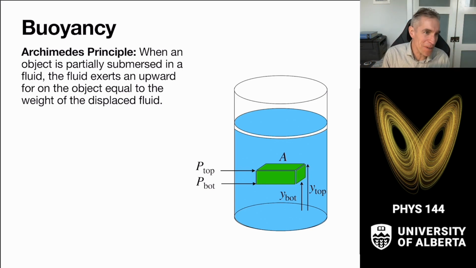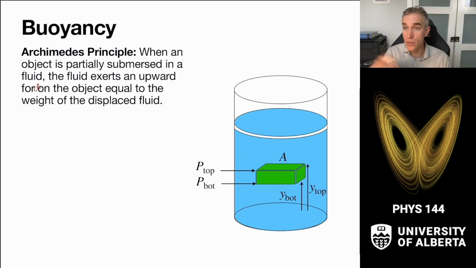Archimedes' principle is about what happens when an object is submersed into a fluid, partially or completely. That fluid exerts an upward force on the object equal to the weight of the displaced fluid. I'm going to say force there because it's not a weight on the object, it's a force. And so that force is equal to the weight of the displaced fluid.